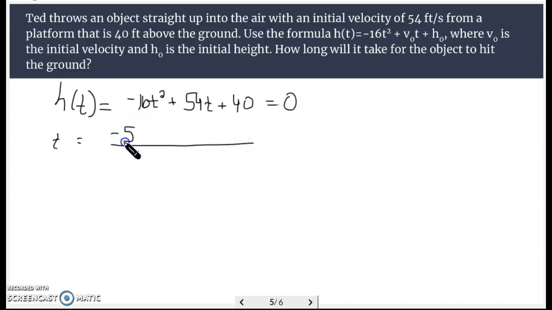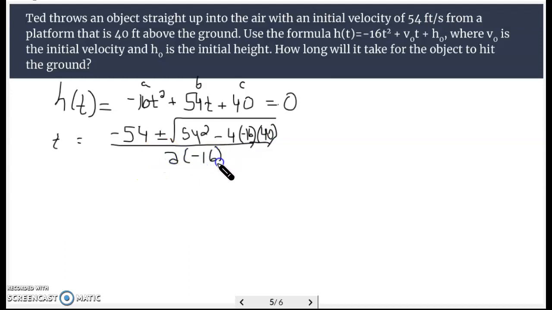Negative b, the b number. Now, just so you know, here's our b number, 54, c number, 40, a is negative 16. Negative b plus or minus the square root of 54 squared, b squared, minus 4 times a times c. The a is the negative 16, c is positive 40. Underneath here we have 2 times a, which is 2 times negative 16. All right, we're going to go about simplifying all of this.